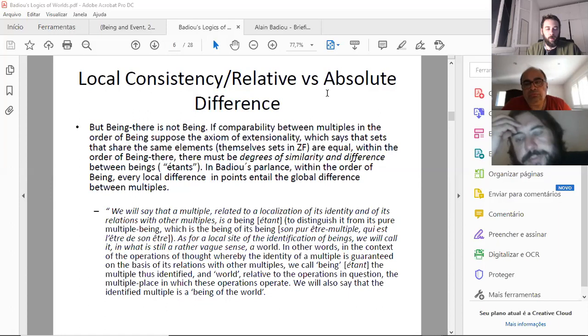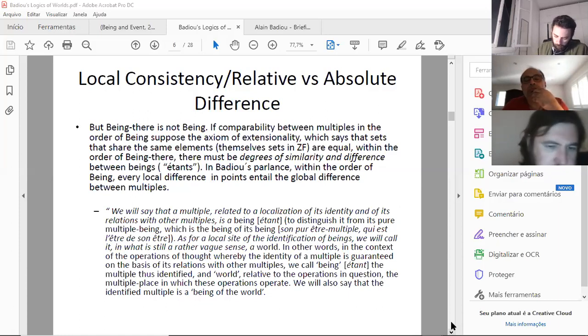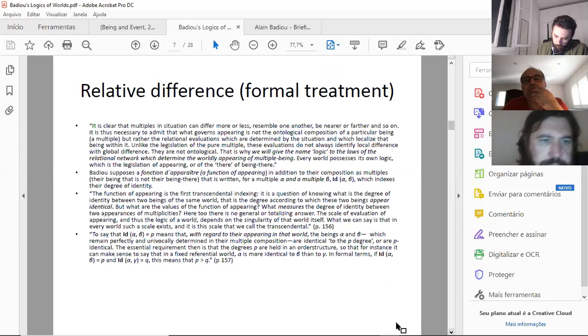Right? So you restrict certain values of a Heyting algebra, you get the classical Boolean world. And in the case of ontology, we get there. Yeah, the first time he talks about world, but I think this is very important. Relative difference, formal treatment. Don't remember if we read this. Yeah, this is the identity.